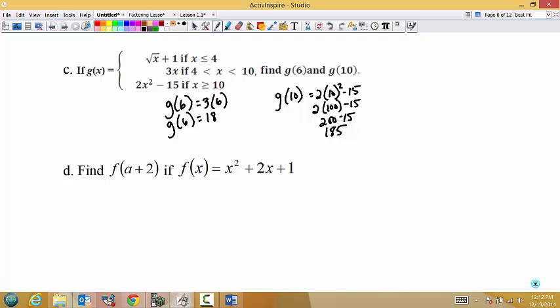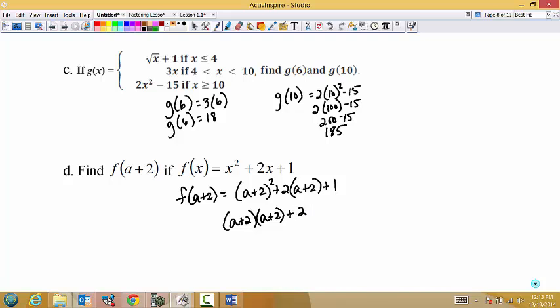So that means I put an a plus 2 where the x is. So instead of x, I put a plus 2 squared, plus 2 times x, but x is a plus 2, plus 1. And then I work it out. This is wrong. Don't write this down. That is wrong. You cannot distribute a squared across a plus sign. When you see squared, by definition, it means write me twice. So you have to write a plus 2 2 times. Okay, plus 2. I can go ahead and distribute that too. 2a plus 4 plus 1.